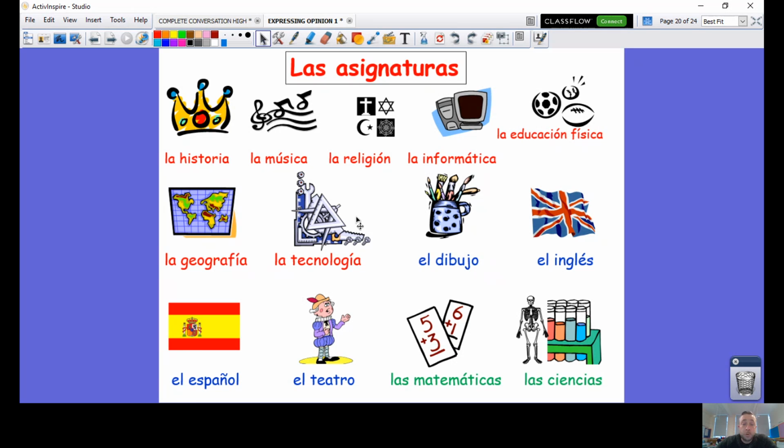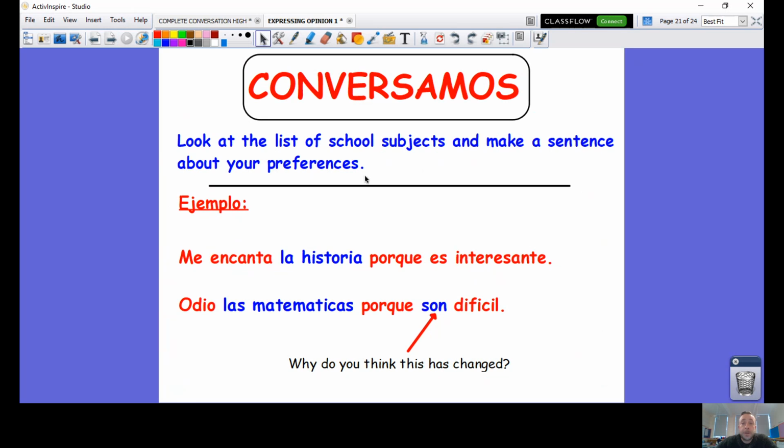Hopefully you could print this off, and if you can't, there is a PDF that you can flip back and forwards to use for the last bit of our lesson. We're going to have a look at our school subjects, and at how we write a conversation. Here are some examples of expressing opinion. Me encanta la historia porque es interesante. What does that mean? I love history because it's interesting.